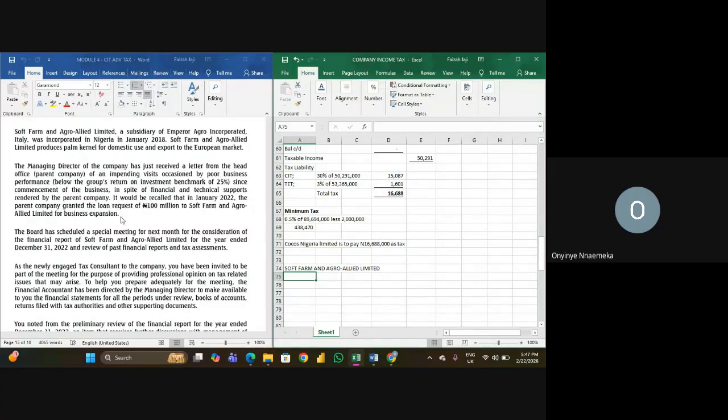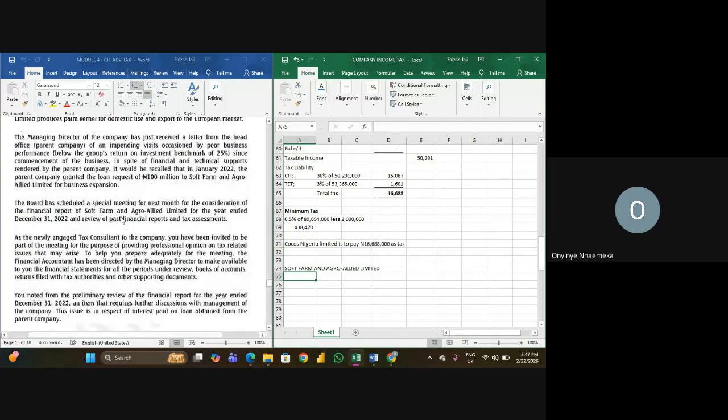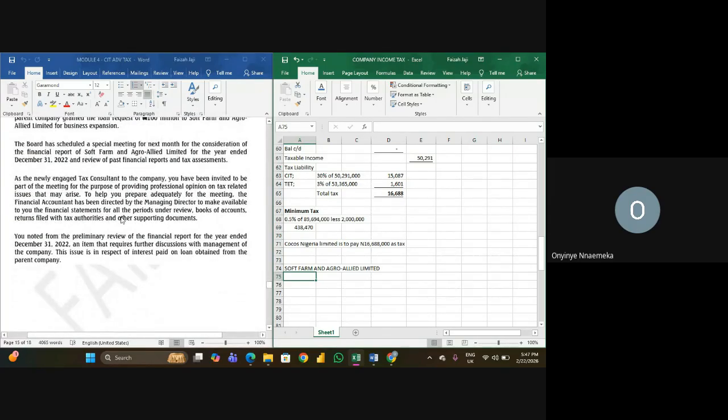So the important thing in this paragraph is what? The loan. They granted the company a loan. Note that, and we clock that. The board has scheduled a special meeting for next month for the consideration of the financial report of Soft Farm and Agro Limited for the year ended December 31st, 2022, and review of past financial reports and tax assessments. As the newly engaged tax consultant to the company, you have been invited to be part of the meeting for the purpose of providing professional opinion on tax-related issues that may arise.